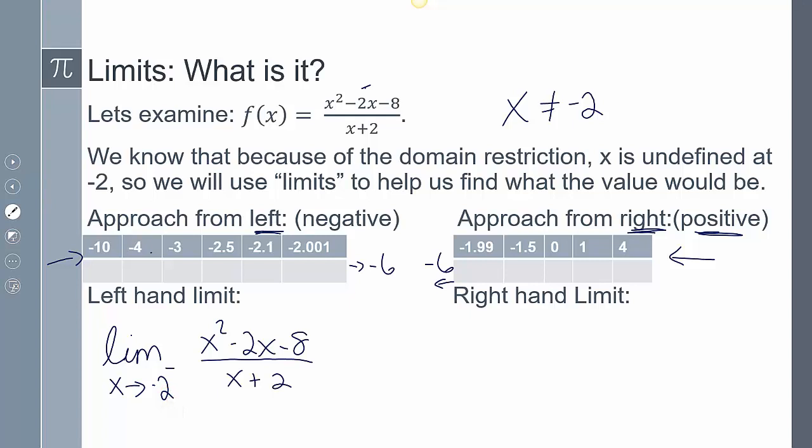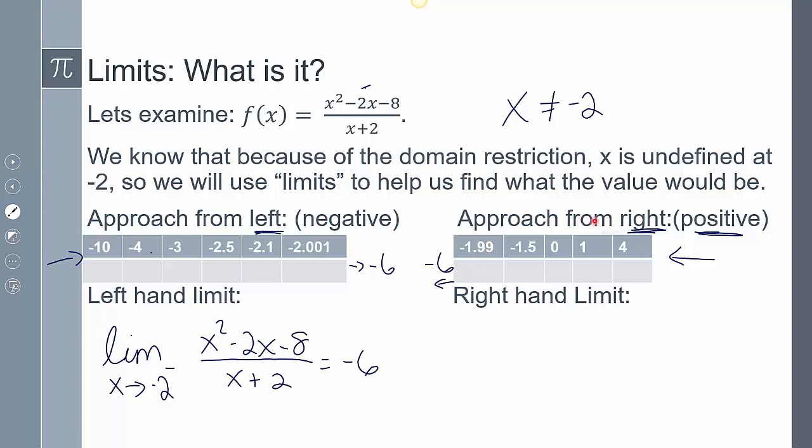right? I wanted to approach this negative 2 here because that was the undefined value in this instance. I said let's approach that negative 2, now from the left, which means from the negative side because the negative side is the left side, of x squared minus 2x minus 8 over x plus 2 is, well, what did we conclude? We concluded that it was negative 6.